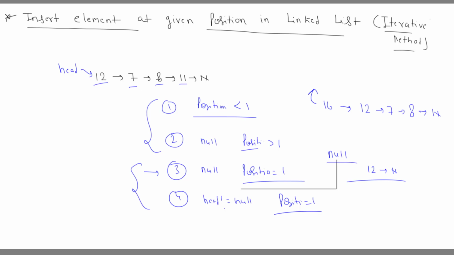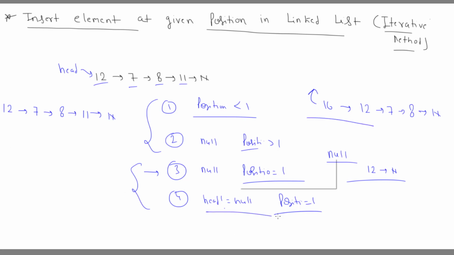So at this point I can insert, let me again write here. So here I have 12, then I have 7, then 8, then I have 11, and then we have null, right? So it means I have 4 elements here. Now let's say, what all positions can we add at? Adding at the first position we have already covered here, right?